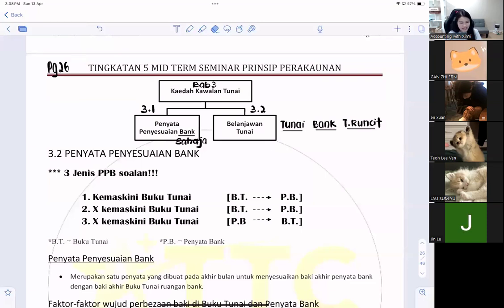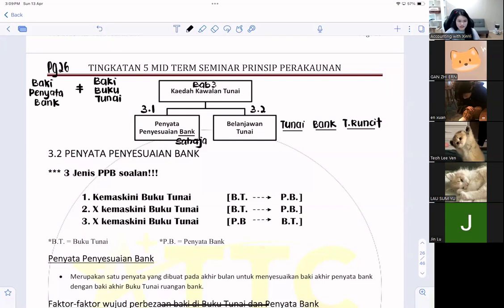Okay, now what is this chapter here, 3.1 about? What happened is, bagi penyata bank tidak sama dengan bagi buku tunai.